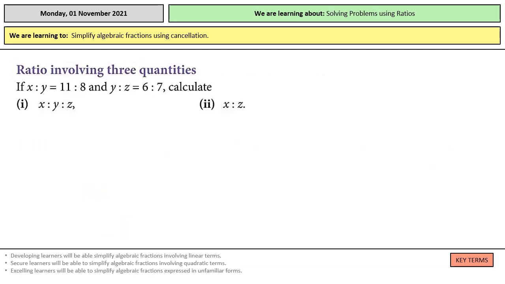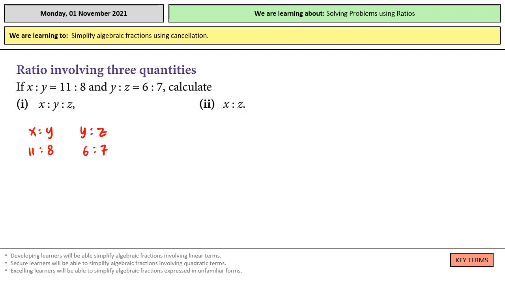This time we are discussing ratios involving 3 quantities. So in these situations, we want to deal with 2 ratios at a time. So if you're given that x to y is 11 to 8 and y to z is 6 to 7, calculate x to y to z. So x to y equals 11 to 8. Y to z is 6 to 7.